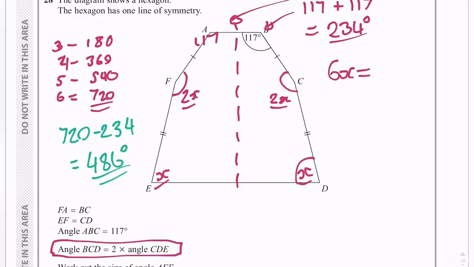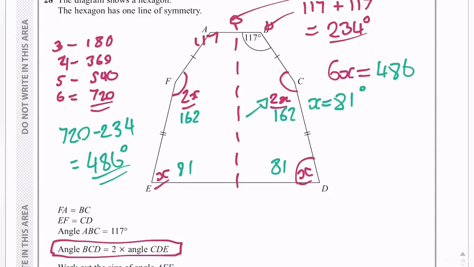So 6x has to equal 486, and if we divide that by 6 to get the value of 1x, we get 81 degrees for our value of x. There we go, and we can just label that in, so the x is down the bottom, these are 81, and double that gives us 162 for the 2x. There we go. So our answer for the one that it's asking for, this one here, is 162. So it was actually asking for AFE, wasn't it, this one here? So the one on the left is the same as the one on the right. So our answer is 162 degrees.